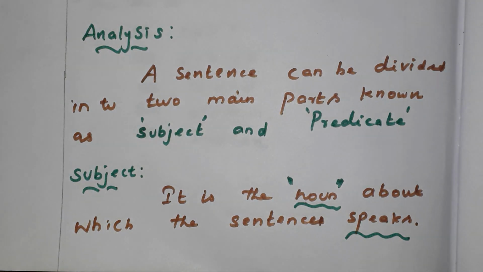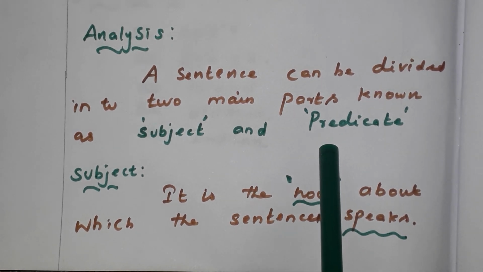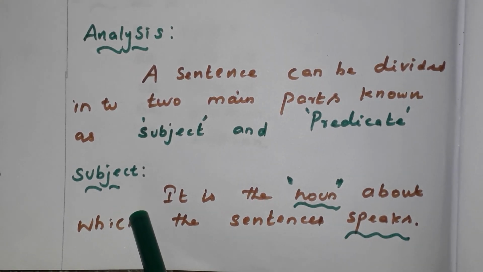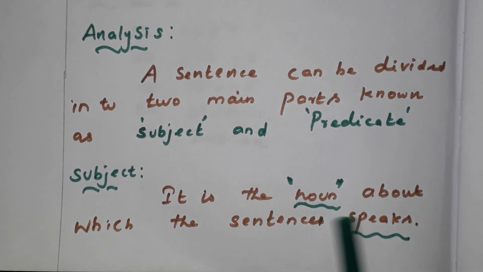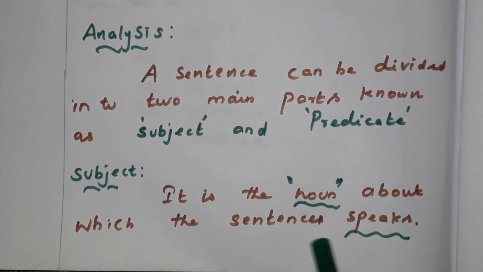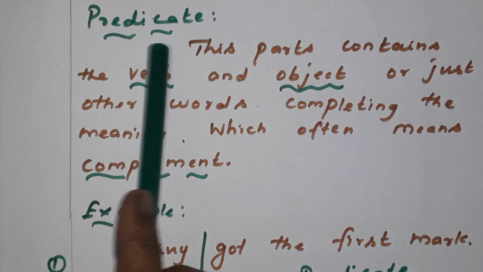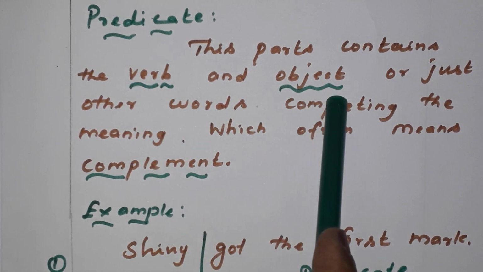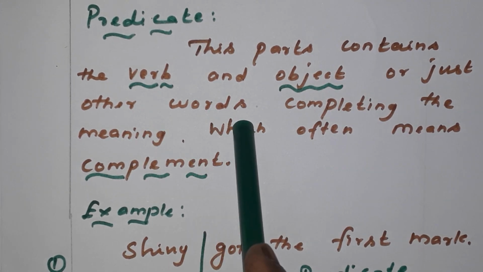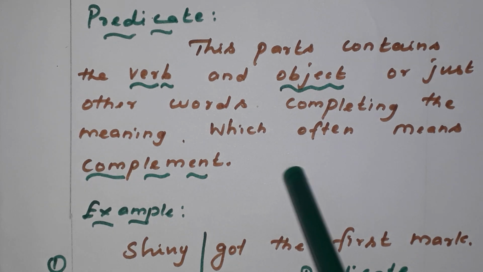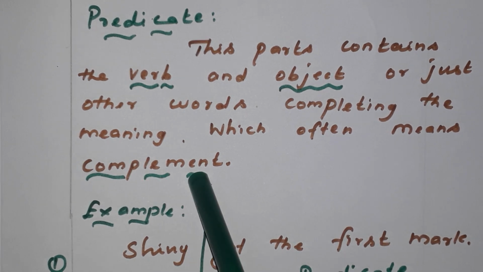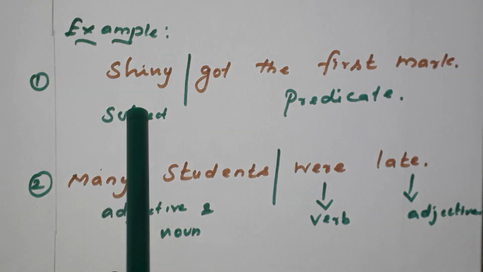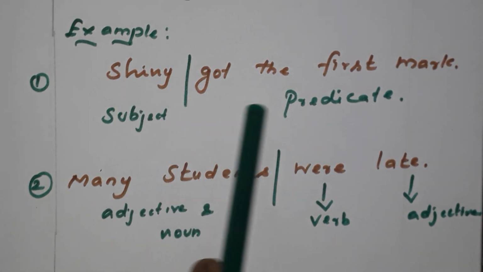Let's take an elaborate look at the subject and predicate. Now let us see what the subject is. It is the noun about which the sentence speaks. Next one, predicate. This part contains the verb and object or just other words completing the meaning, which often means complement.